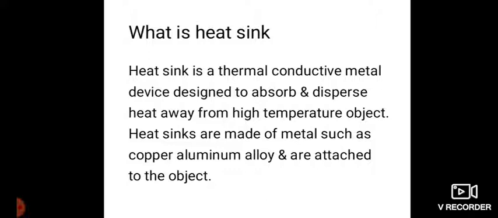Heat sink is simply a thermal conductive metal device designed to absorb and disperse the heat away from high temperature object. The heat sinks are made up of metals such as aluminum alloy, copper, etc., and are attached to the object from which the heat is to be removed.